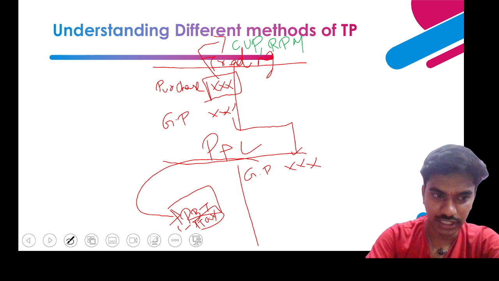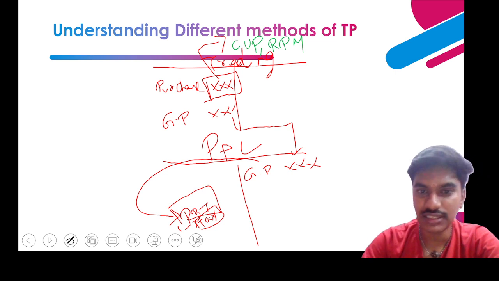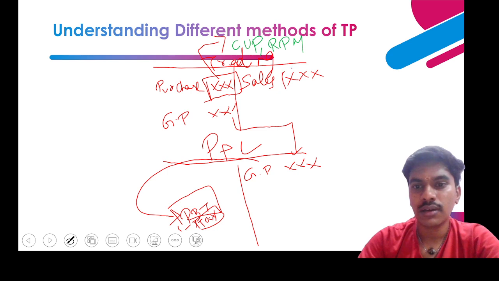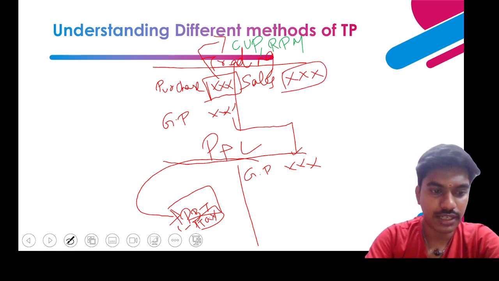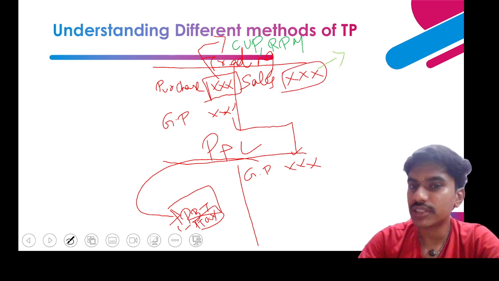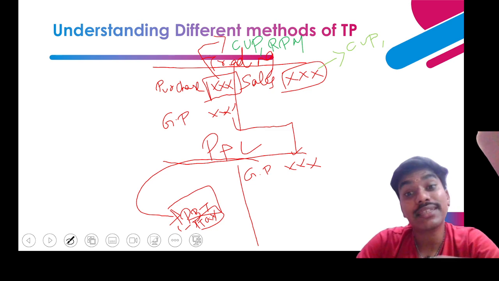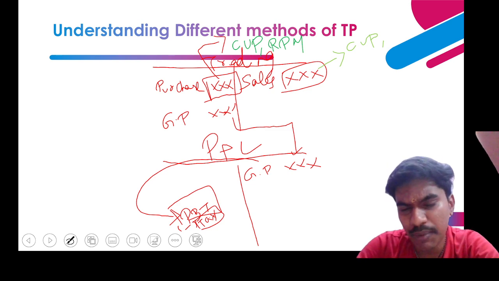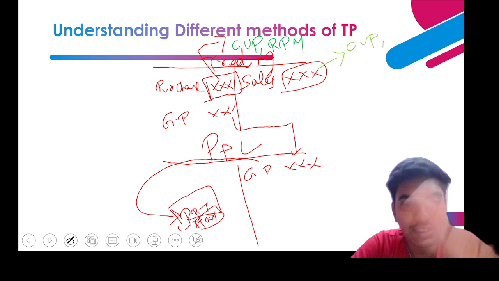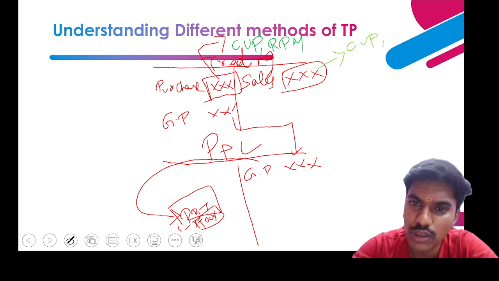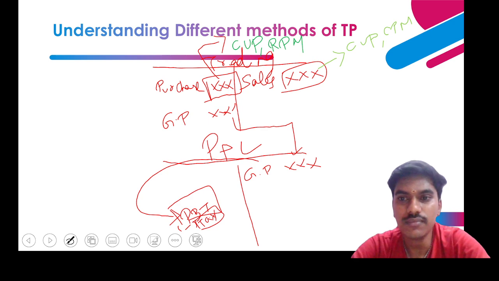Okay. Next, there is sales. That is also to an associated enterprise. Now what methods can I use? CUP method as usual. What other method can I use? If, for example, the purchases are from a third party, I can use the CUP method and also the cost plus method.